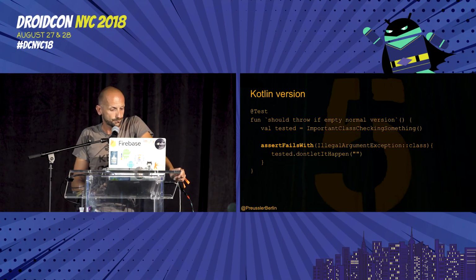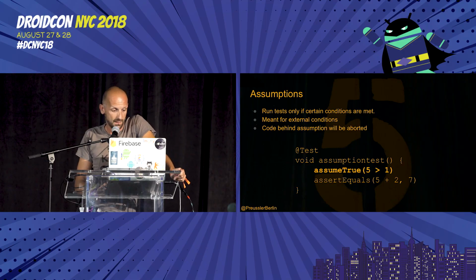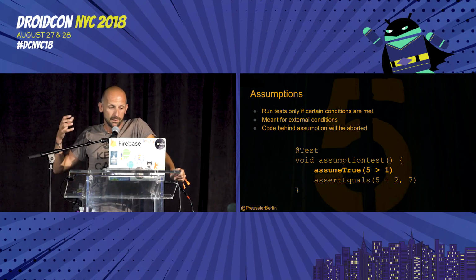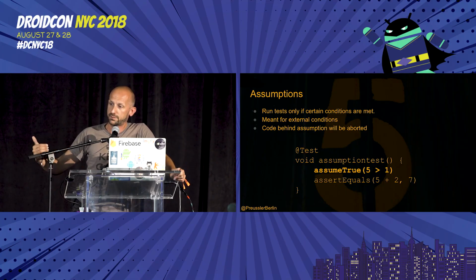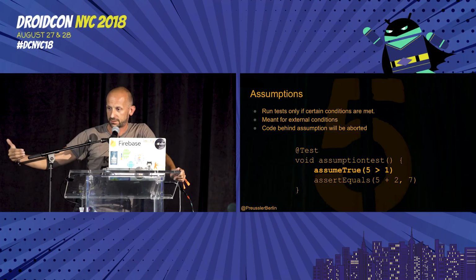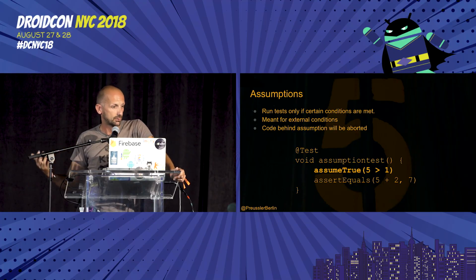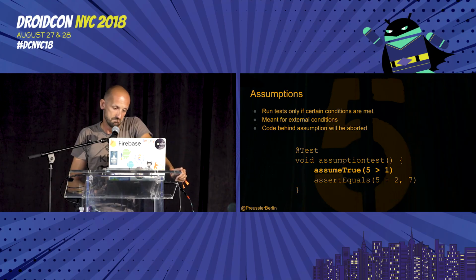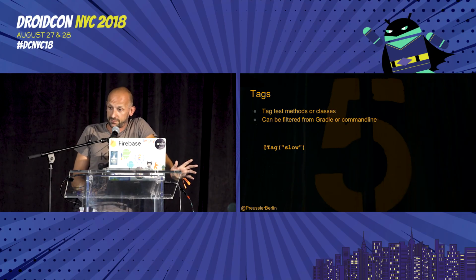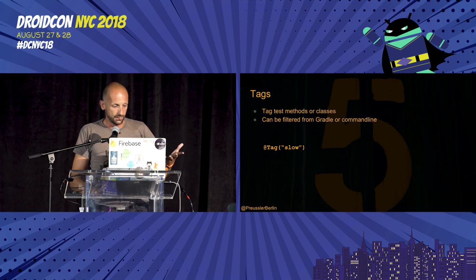Another cleanup. Let's go from assertions to assumptions, which is a new thing. An assumption is something, if it's not true, it will stop executing this test, and it goes automatically into the disabled state. So you can use this for external conditions. So you have less weird if-else things in your test. Might be useful.